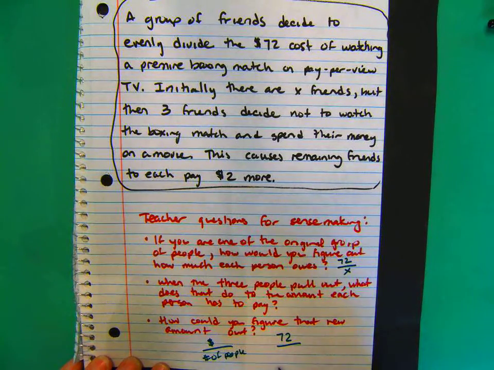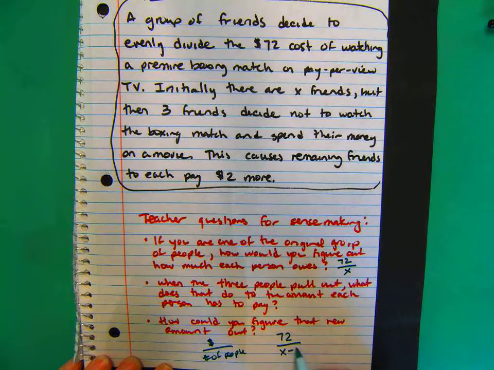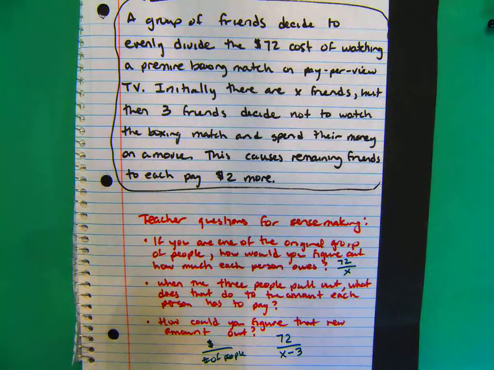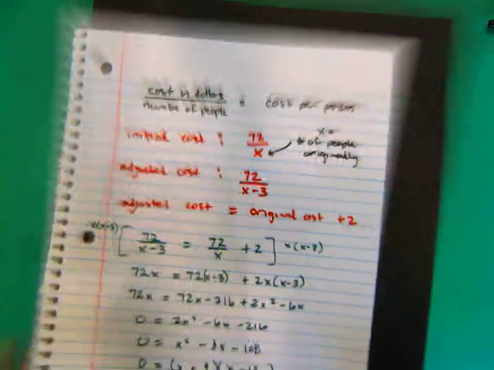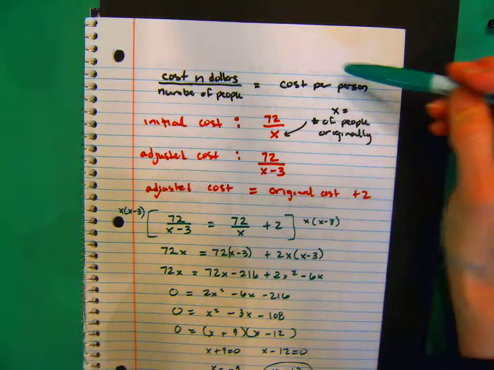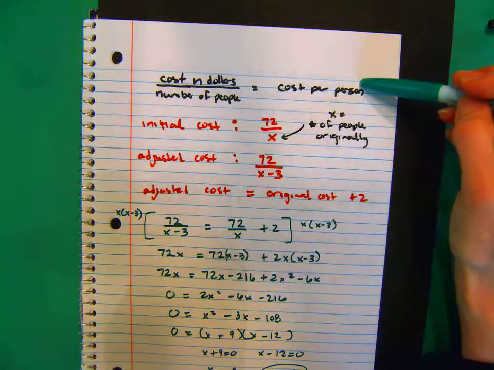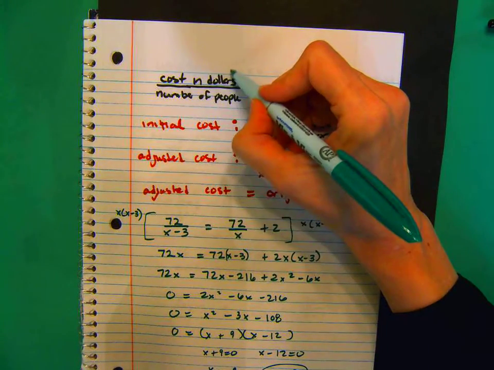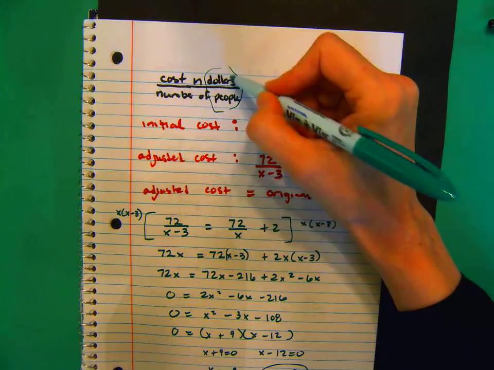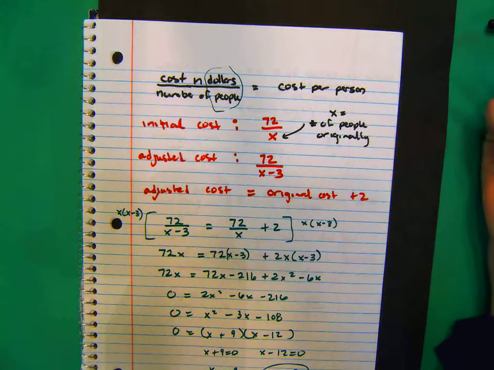So now there's 3 less people, so that would be X minus 3. And that would be how much the new amount was. And from there, they'll be able to get equations. Cost in dollars divided by number of people ends up being cost per person. Notice how units come from that. The cost in dollars per person is what we're getting there.